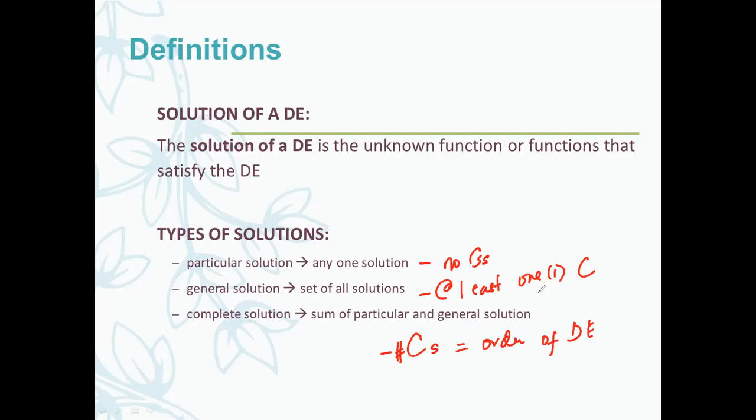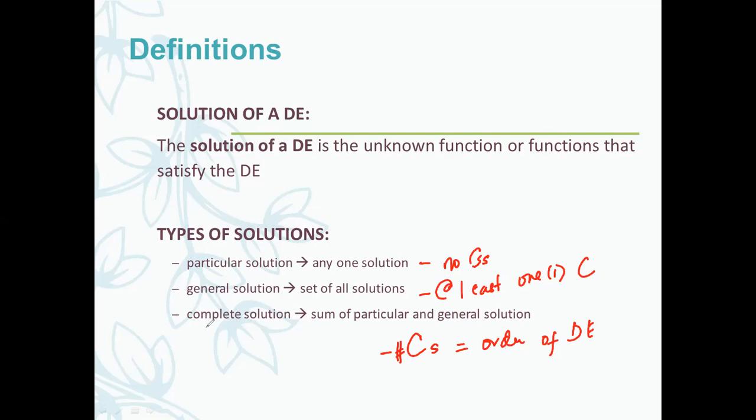What do I mean by this? If I am looking for the complete solution of a third order DE, the complete solution should contain 3 arbitrary constants. So normally they are represented as C1, C2, C3. Arbitrary in the sense that their values are not really specified. So it's a complete solution if the number of C's you see in the solution is equal to the order of the given DE. Now, it is a general solution whenever you see at least one arbitrary constant.